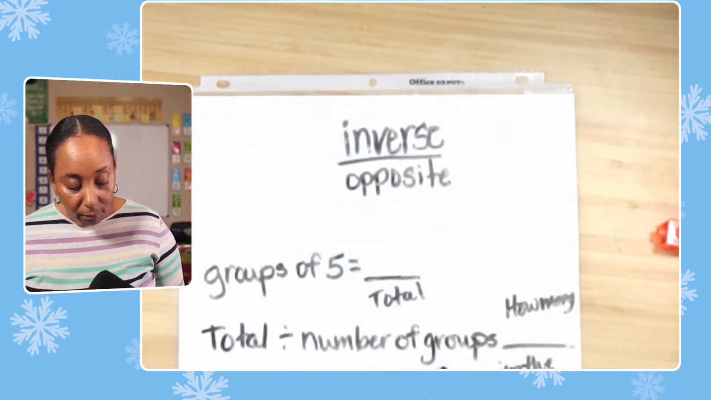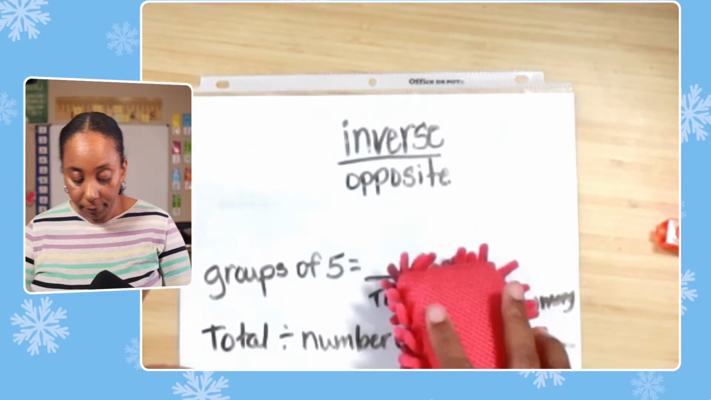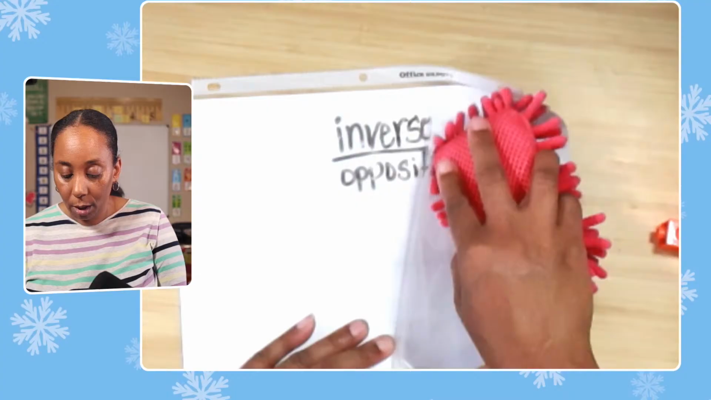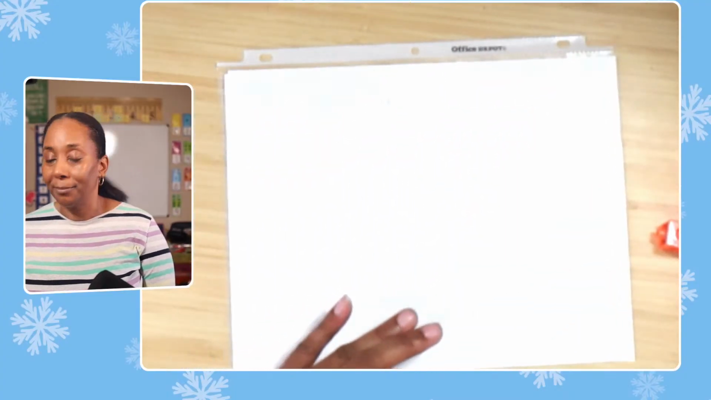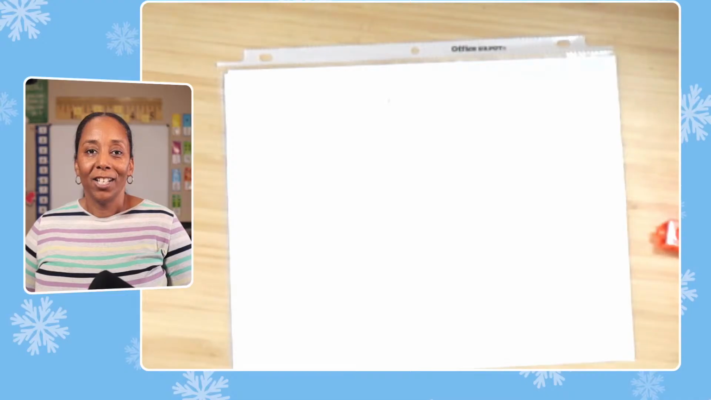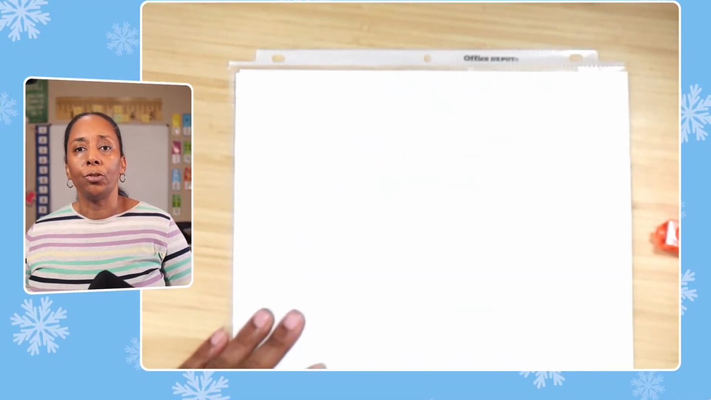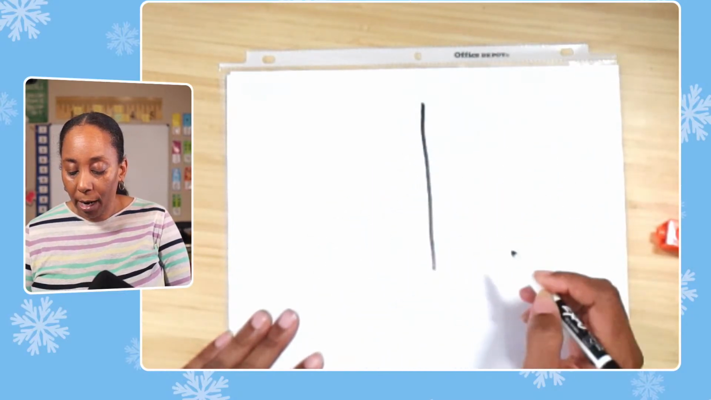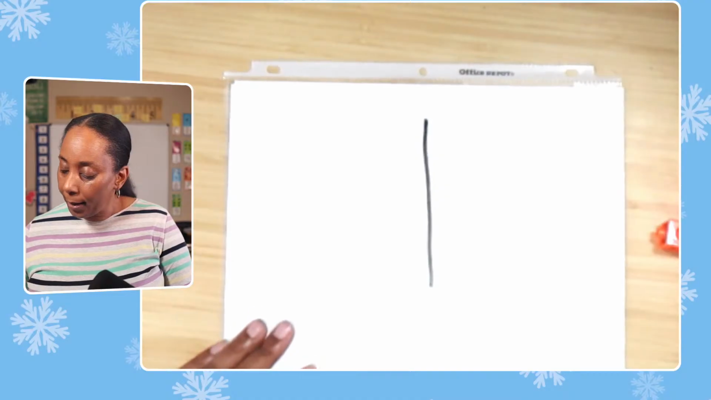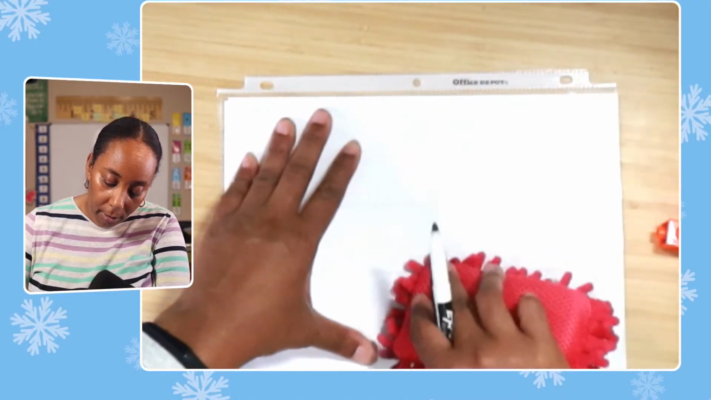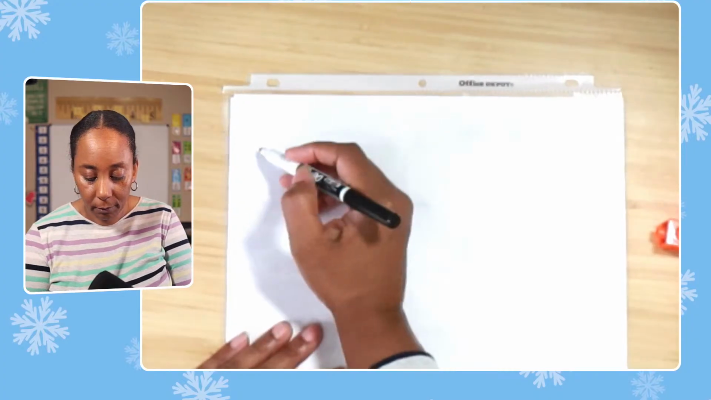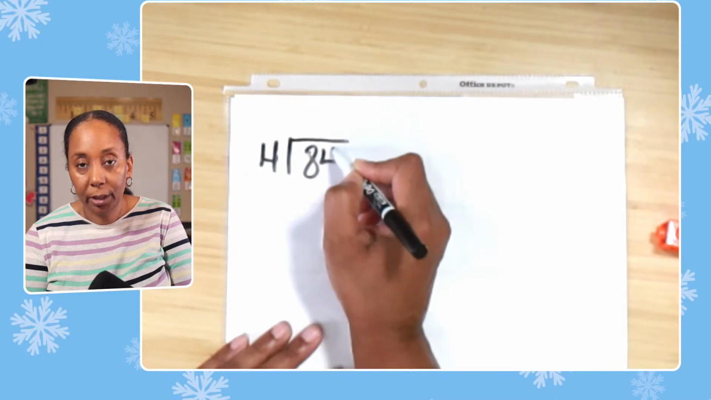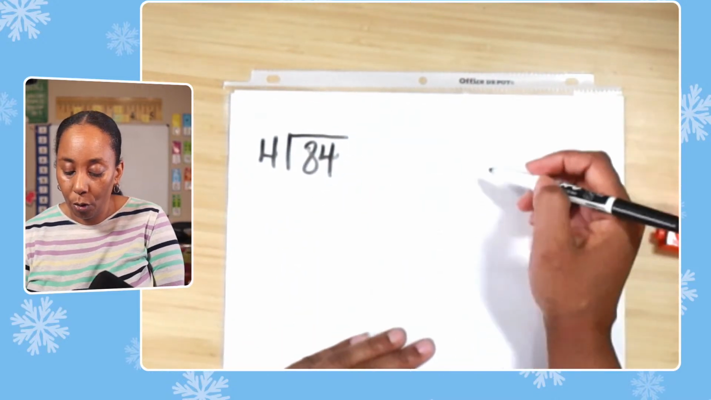Now, how does this connect to the standard algorithm? I'm so glad you asked. So the standard algorithm, if you look on my YouTube channel after I end this live stream, I teach a method. Let me erase that. So say for instance, we have 84 divided by 4.